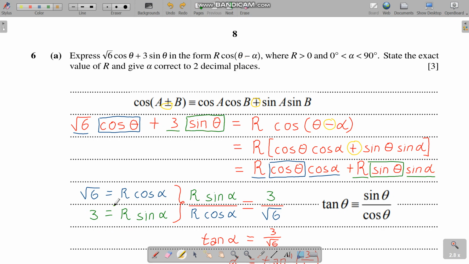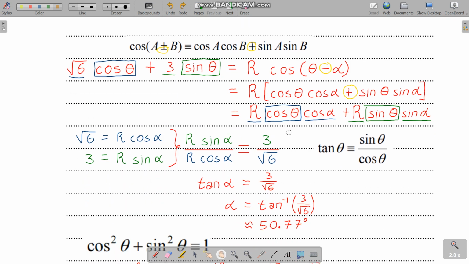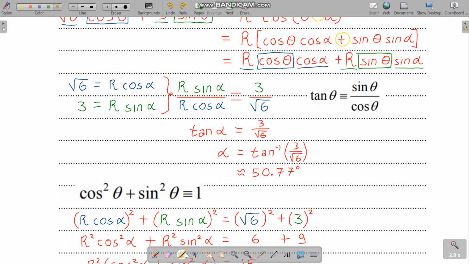So after we get the two equations, we use the fact that tangent is sine over cos. So we divide and we cancel out the r, sine over cos becomes tangent, and we use inverse tangent. In 2 dp we get the alpha, in degrees.